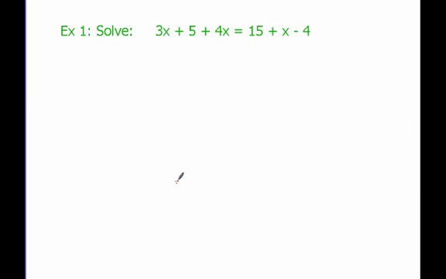Here I have 3x plus 5 plus 4x equals 15 plus x minus 4. To solve this, I need to combine my like terms on either side. Let's see what we've got here. On the left, my like terms are 3x and plus 4x, which combine to give me a positive 7x. Then I just bring down my plus 5. On the right, I have 15 and minus 4. 15 minus 4 gives me 11. So now I've combined my like terms.